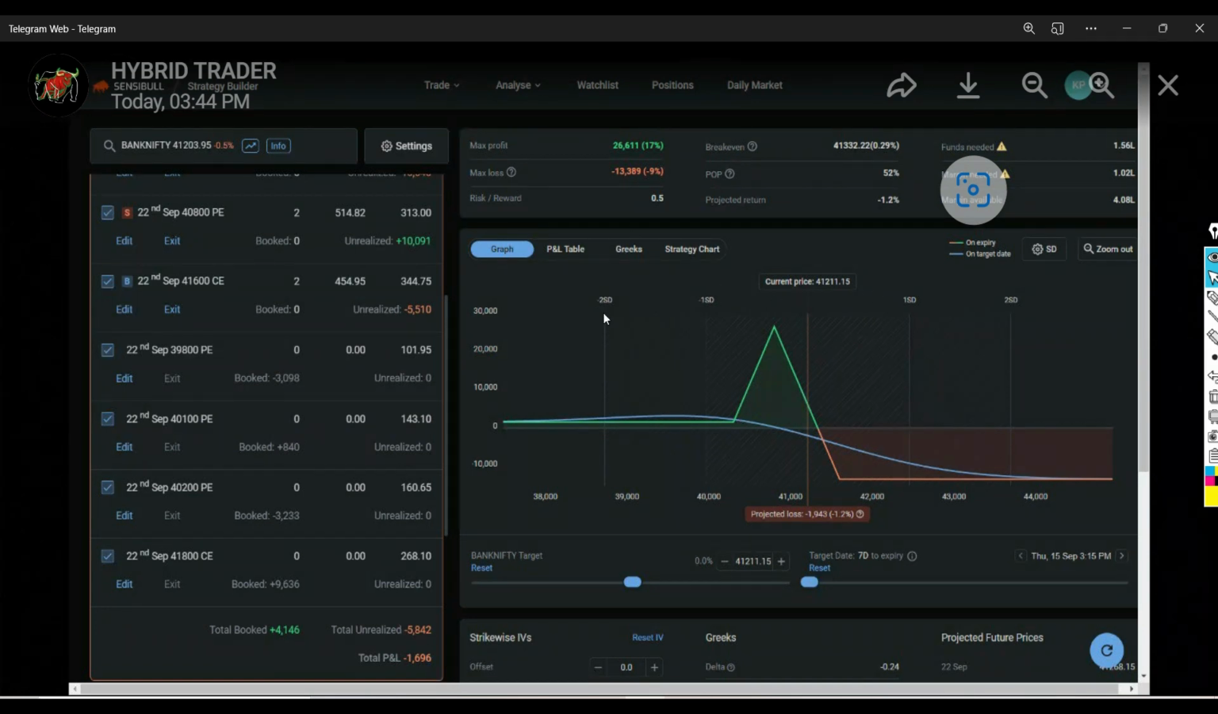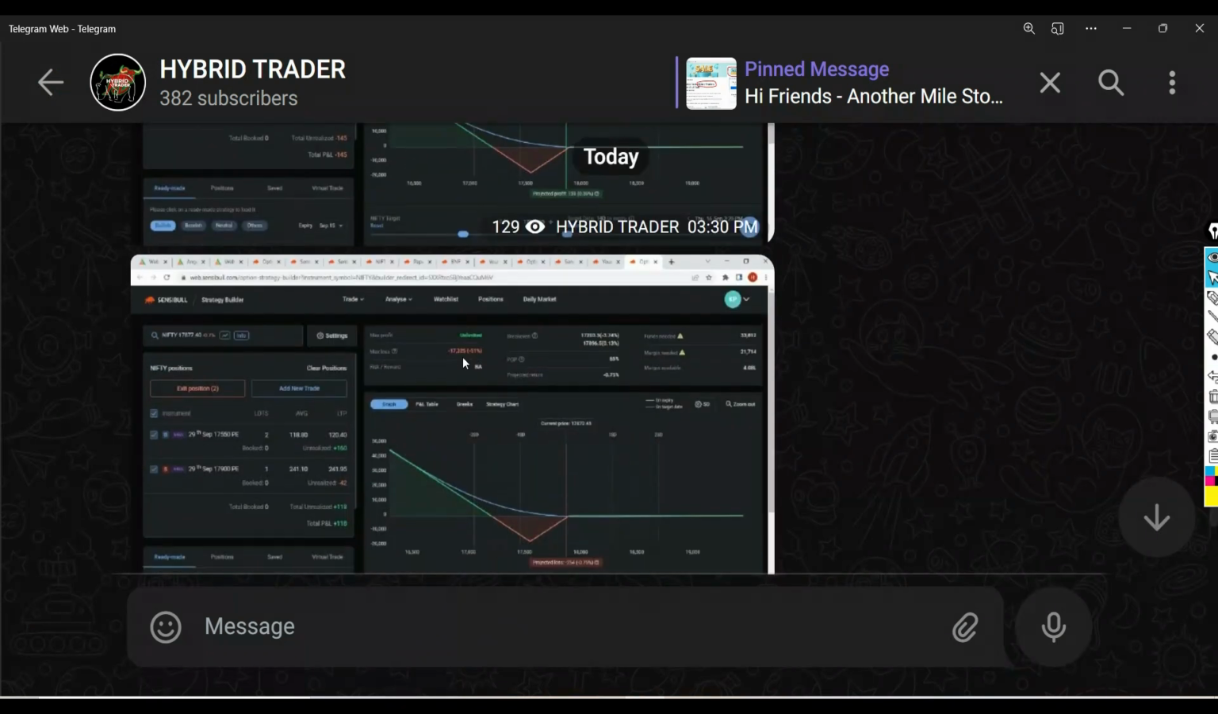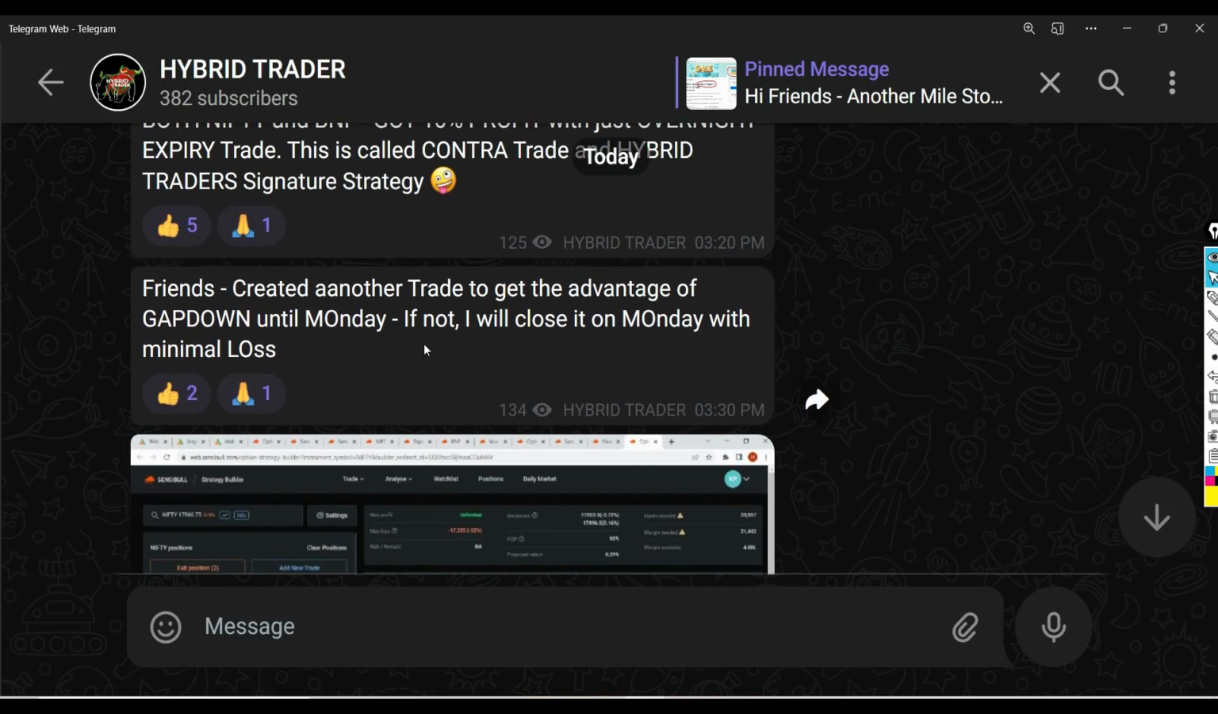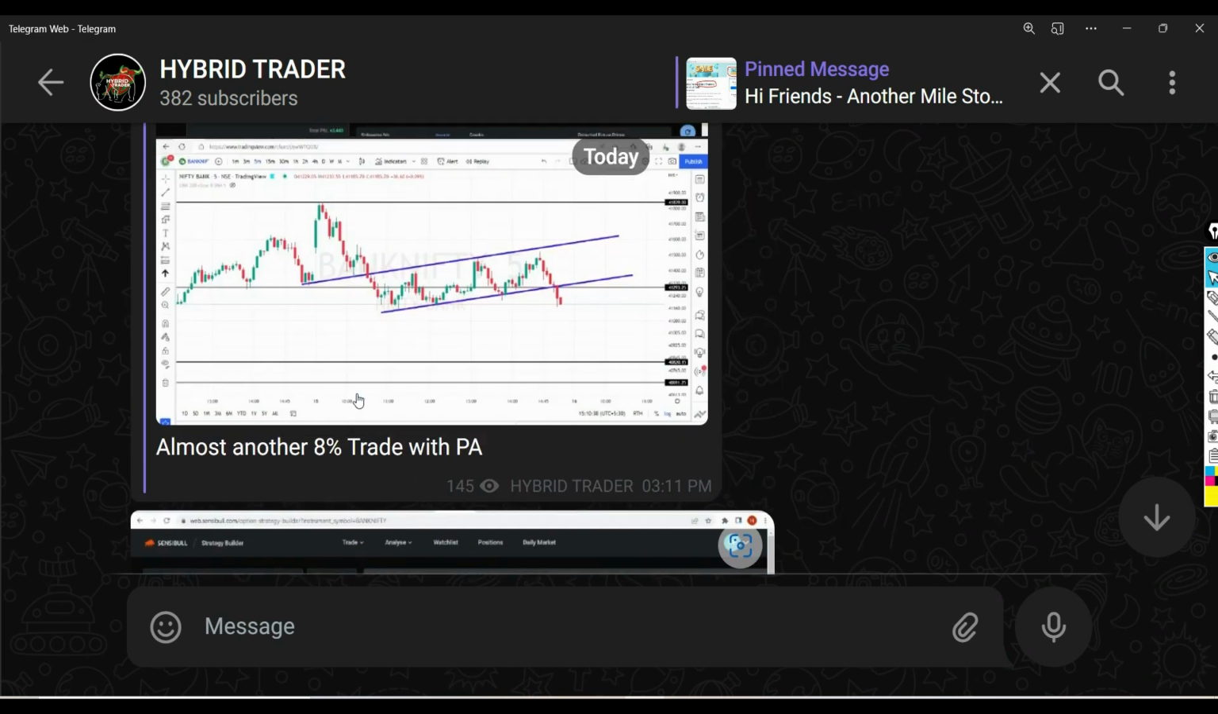Anyways, I'll be explaining you all my trade logic. That's what I've explained you about my trade logic here also. Somewhere I said I was able to get 10%. Let me show you, I created another. See, both nifty and bank nifty got 10% profit with just the overnight. This is called a contra trade.